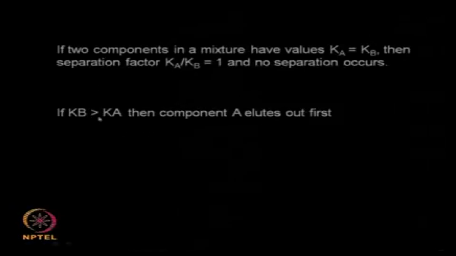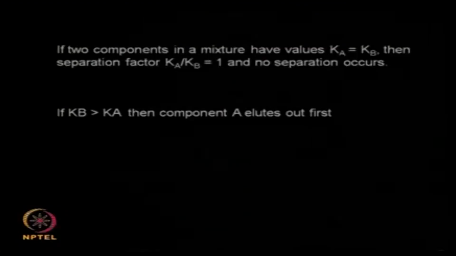Okay, if Kb is larger than Ka, then what happens? That means B is slowed down or retarded by the stationary phase, because more of B is going to get partitioned to the stationary phase. So B will be travelling slowly and A relatively will be travelling faster. So if Kb is greater than Ka, A will be eluting out first, whereas if Kb is less than Ka, then B will be eluting out first.